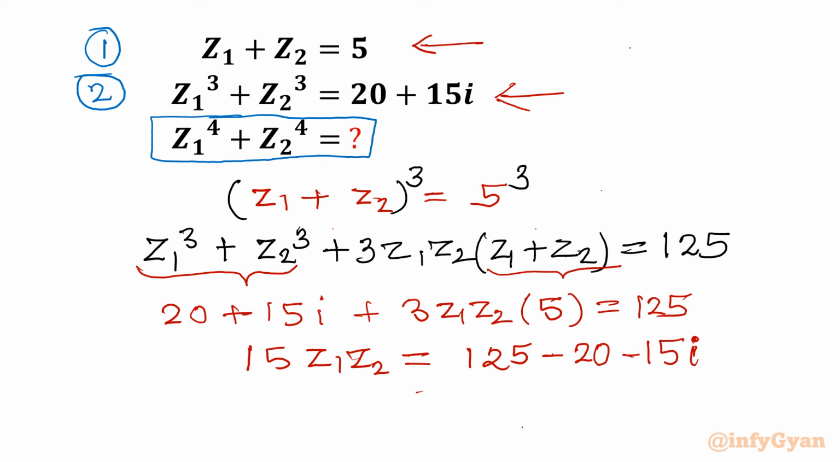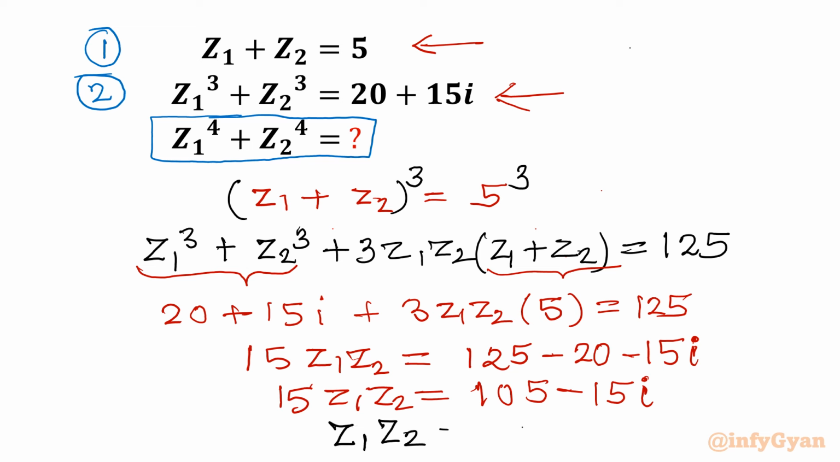125 minus 20 will become 105 minus 15i, and the left hand side is 15 z1 times z2. Now this equation is divisible by 15, so I will divide both sides by 15. I will write z1 times z2 equal to 105 divided by 15, so it will be 7 minus i. So the product of z1 and z2 we have calculated. It is 7 minus i. We will use this a little later.